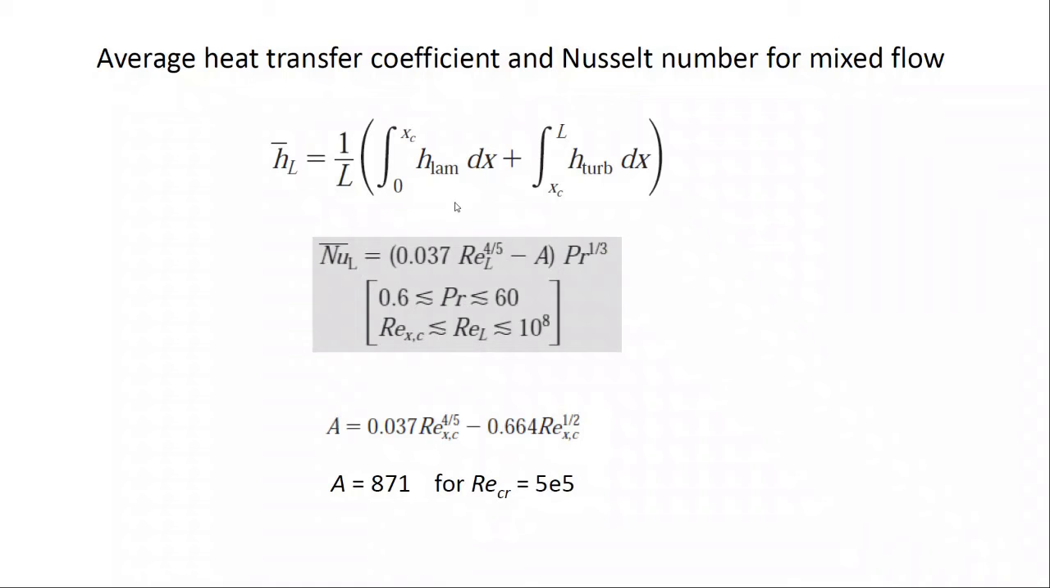And since this integral will be constant for a given critical Reynolds number, we can define a constant A that depends only on the critical Reynolds number. Again, your book usually uses a critical Reynolds number of 5e to the 5th, so that the value of the constant A here would be about 871.